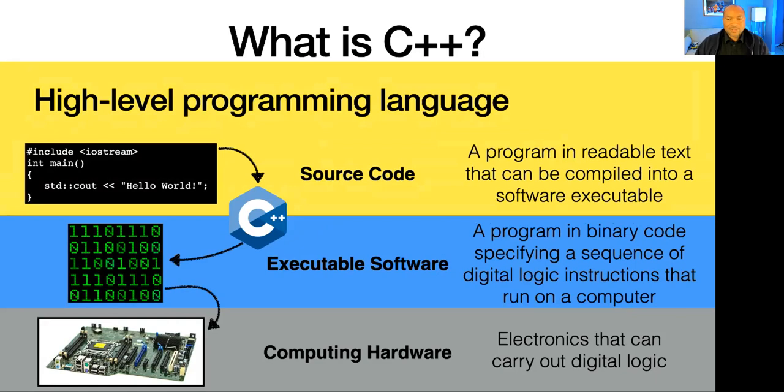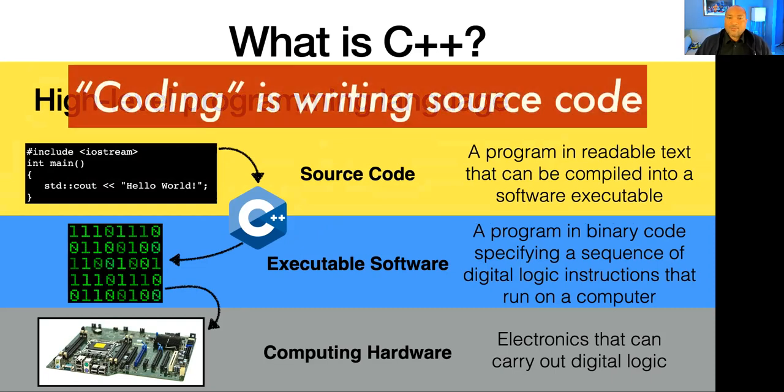So there's a C++ language. But once you have that, you can write text that's in readable form that people can read. And then you can compile that. You can turn that into a software executable. And then that executable can run on your hardware. And so the text that we write is called source code.